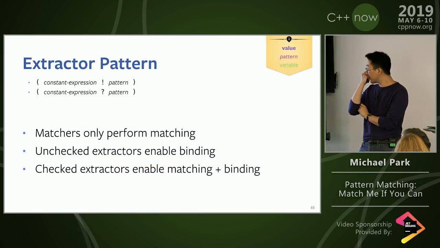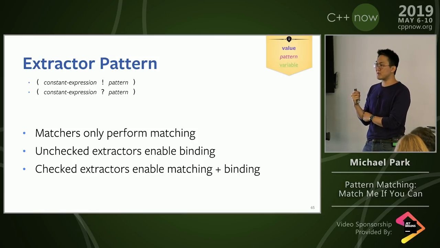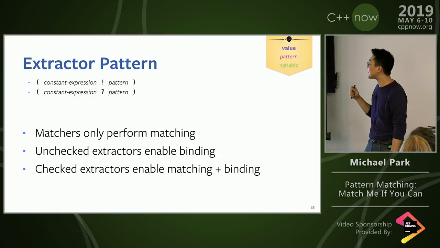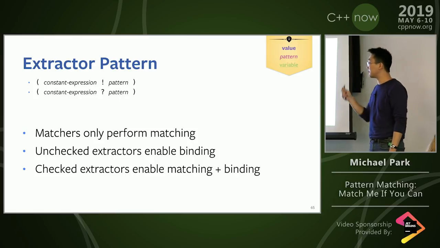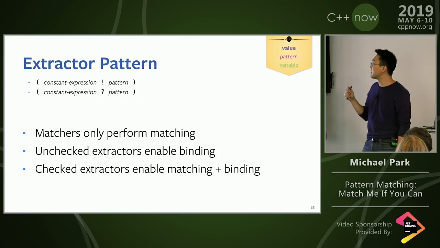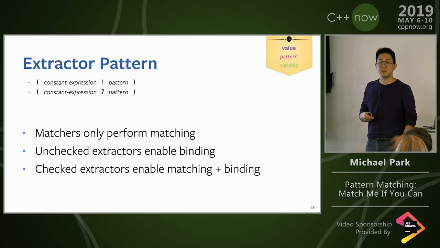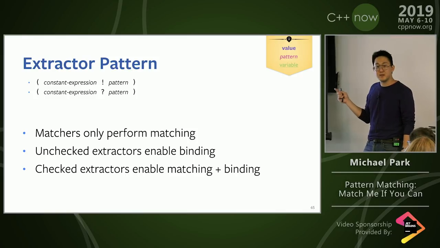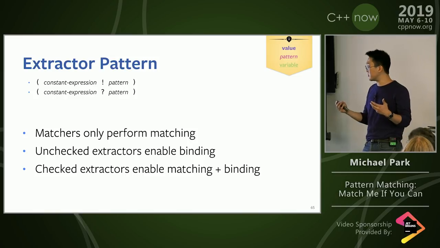Anything else? Okay. All right, so this is the extractor pattern. We get to the extractor pattern. So there was a comment about match earlier. So this is the extensibility aspect of it. The syntax is open paren, constant expression, bang, pattern, close paren, or you can do it with a question mark. The matcher that we saw within only performs matching, right? It doesn't provide any bindings for you. And so if you wanted to actually create some bindings, you would need to go through one of these extractors to be able to create bindings into your value.